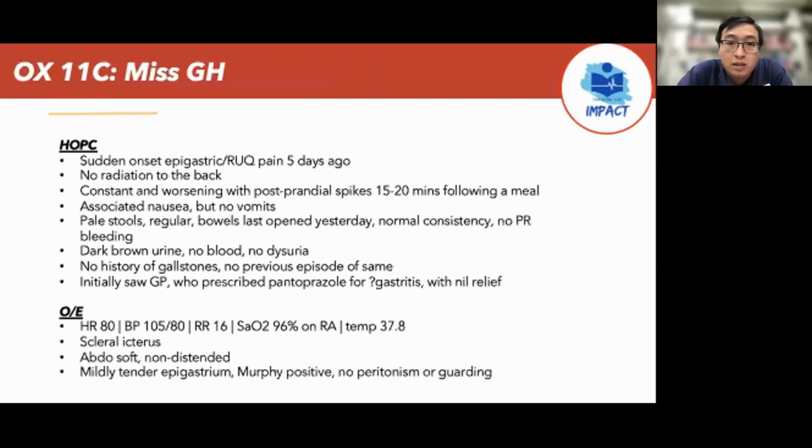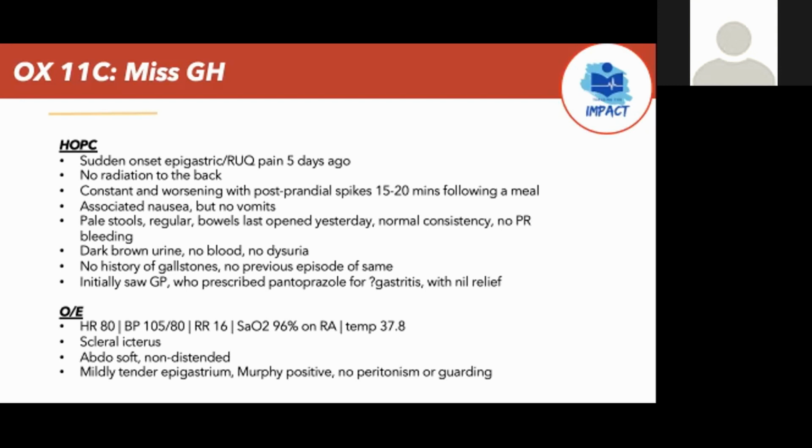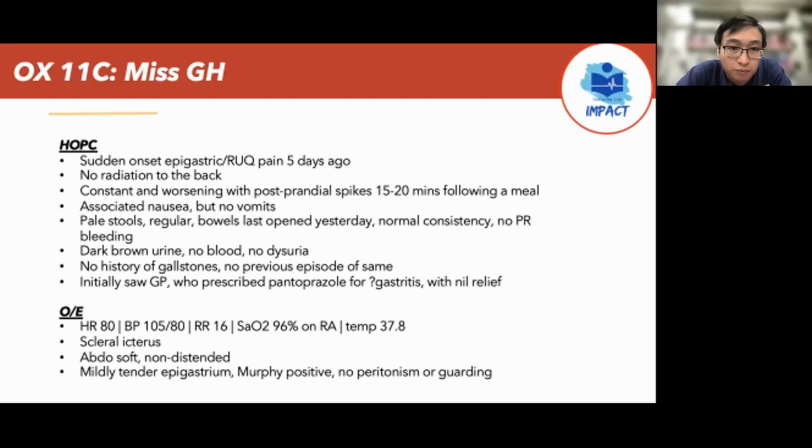Anyway, going back to the case, firstly, you flick through her charts and have a look at her obs and find that the obs are mostly stable. Probably has a low-grade temp of 37.8. On general inspection, she has quite obvious scleral icterus, but you palpate the abdomen and there's some mild tenderness in the epigastrium, but otherwise the abdomen is soft and non-distended. You also make an effort to elicit Murphy's sign and find that she's Murphy's sign positive. There is, however, no peritonism or guarding.